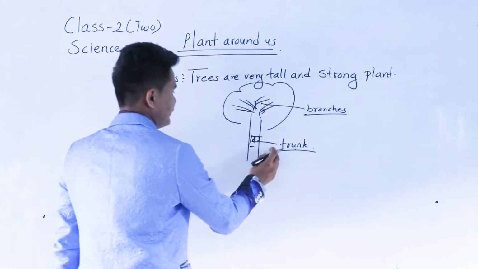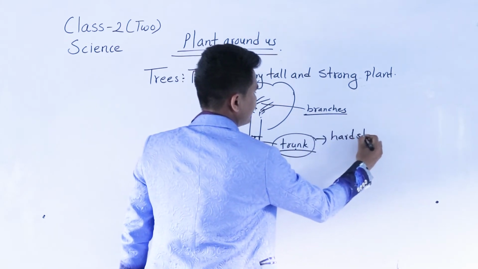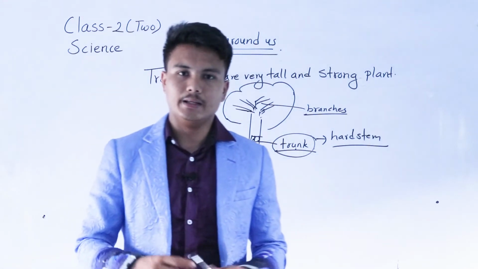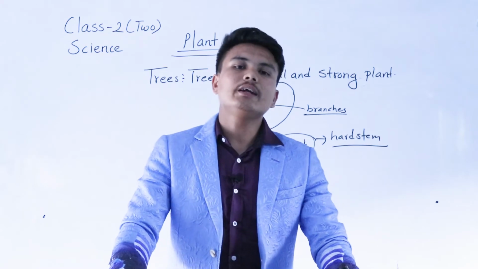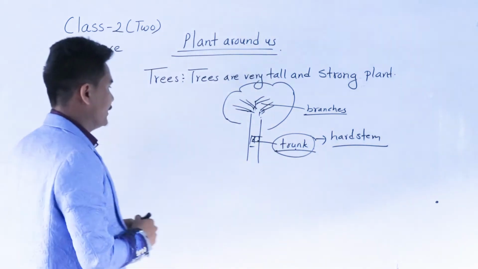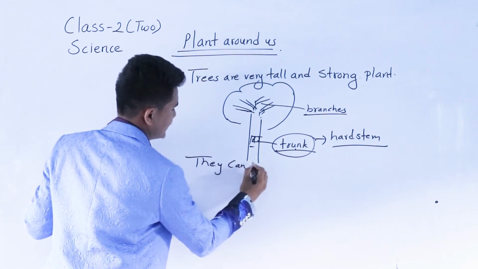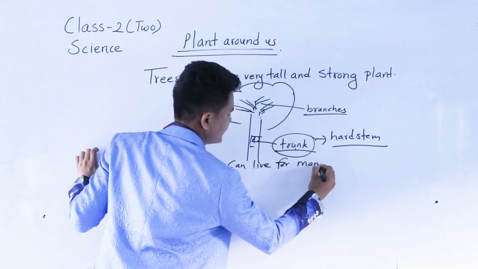The hard stem, like here, the hard stem is known as trunk. The hard stem is known as what? Trunk. So a tree can live for many years.